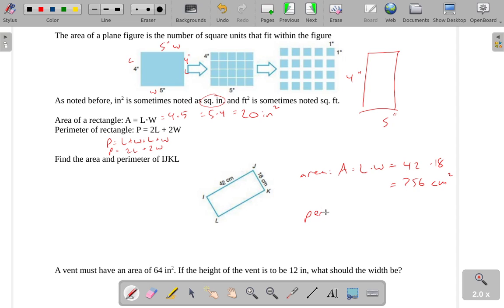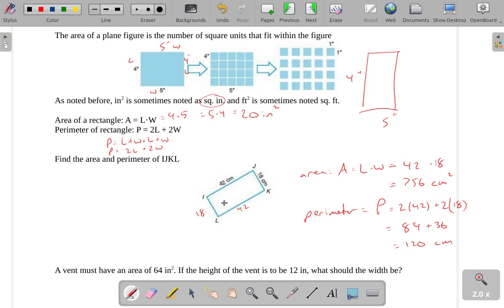The perimeter, I'll go ahead and use the formula here, but you could also recognize this is 42 and this is 18 and just add the 4 sides up. I'll do 2 times 42 plus 2 times 18. 2 times 42 is 84, 2 times 18 is 36. 84 plus 36 looks like it gives us 120.